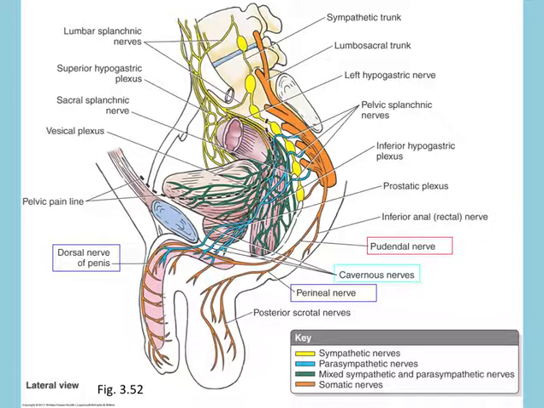Okay. And then finally, the ilioinguinal and the genitofemoral, which are not shown here, are just going to supply, again, part of the scrotum and just a very small part of the perineal region.